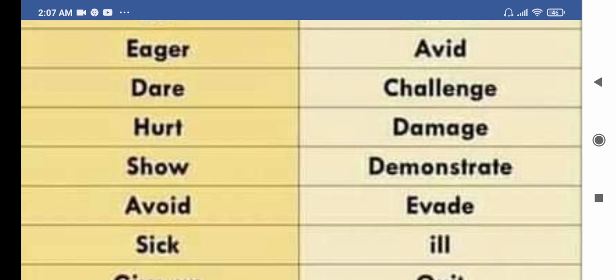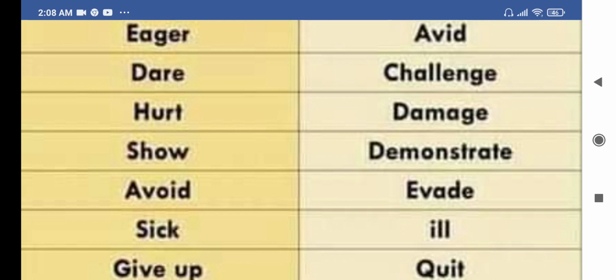Eager, avid. I am very much eager to know about your lifestyle. This eager, though a very common word, is informal, and the formal form is avid. Avid also means eager, much interested. He is an avid reader. That means he is very much interested in reading. He reads books after books.